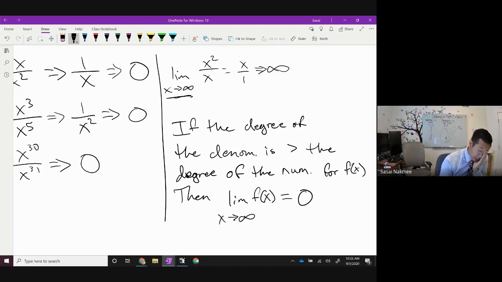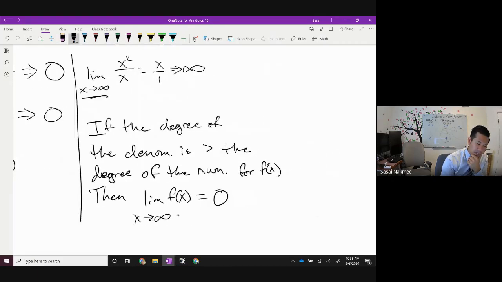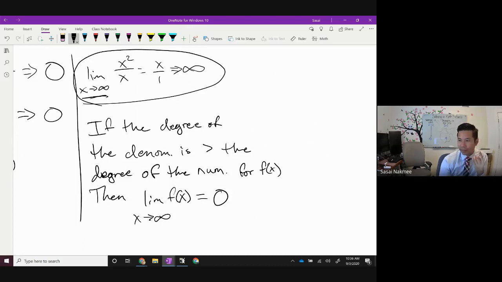What I want you guys to think about for the next time we meet, right? This is if the degree in the denominator is greater than the degree in the numerator. Can you think about other cases then? What will happen? And I kind of showed that right here. This is for when the numerator is greater than the denominator. There's one more case left.